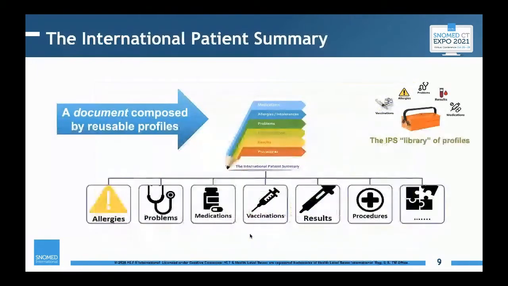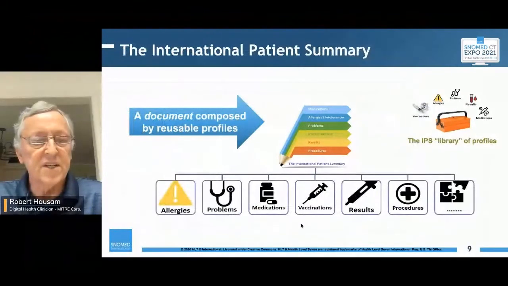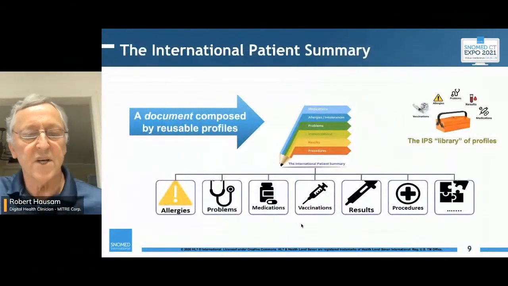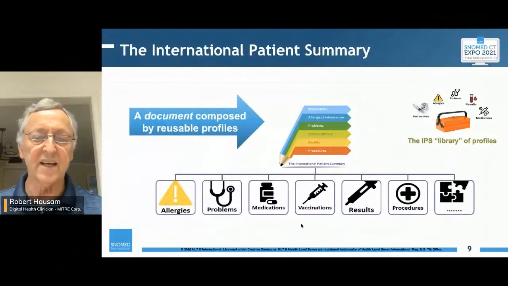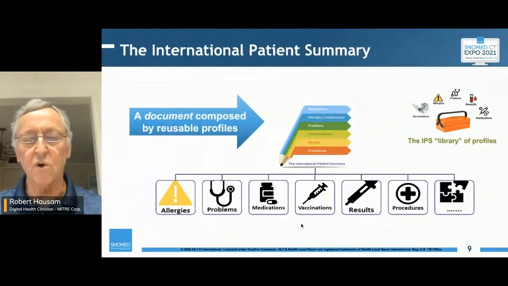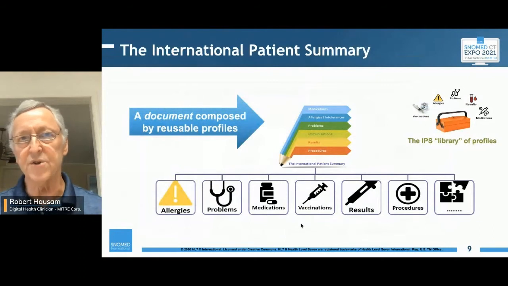So the IPS is organized as a document composed by a set of reusable profiles. And again, it's those sections that we just showed: the medications, allergies, problems, immunizations, results, and so forth. And you see those there. Then they lead into the IPS library of profiles. If the IPS is intended for more specialized uses, not as an entire document, then those profiles can be used for other specialized purposes.